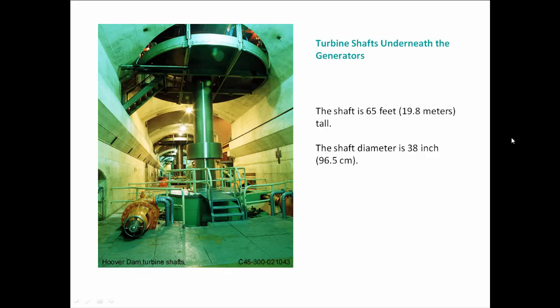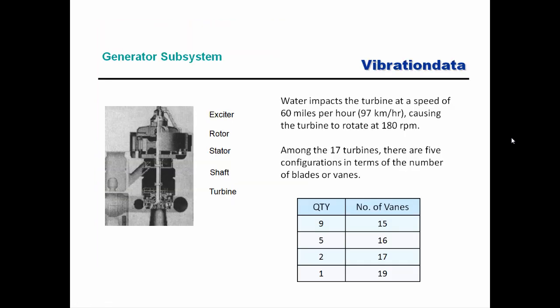So here's the underside. At the top you see the electromagnetic generator, and underneath that level we have the turbine shafts. Each shaft is 65 feet long, or 19.8 meters tall. The diameter is 38 inches, or almost 100 centimeters. Here's another black and white grainy image.